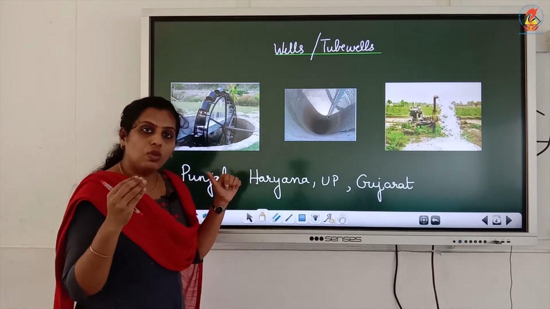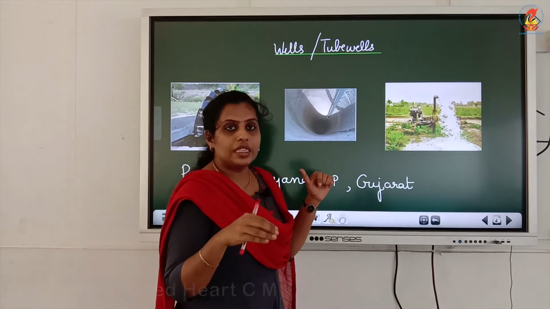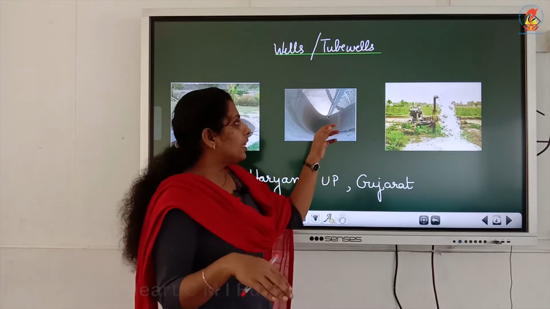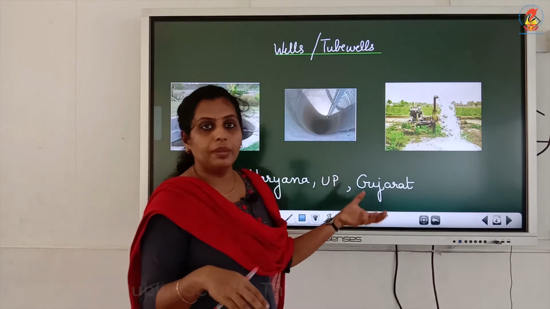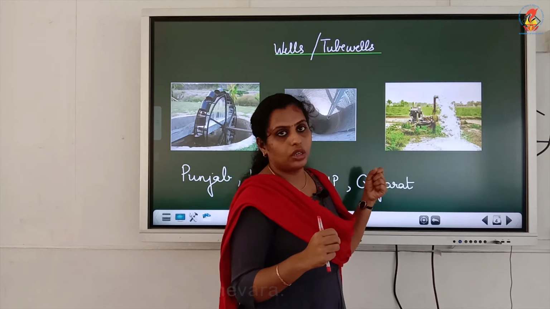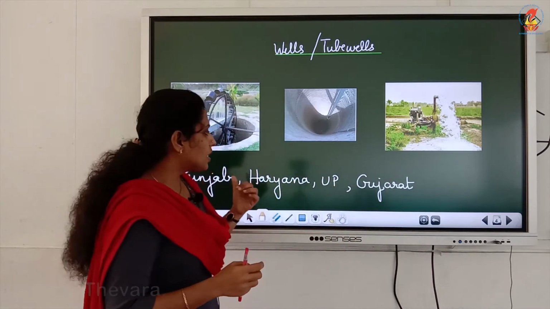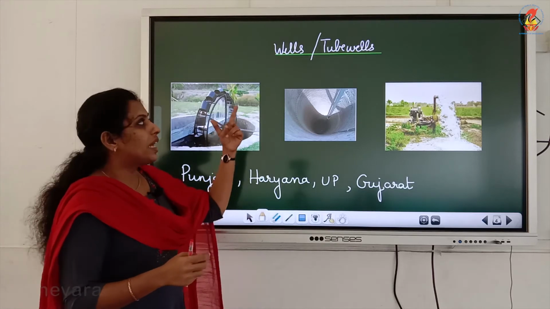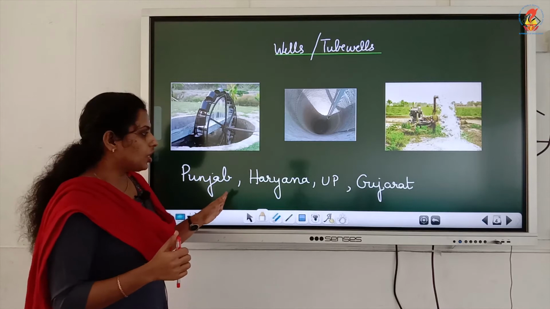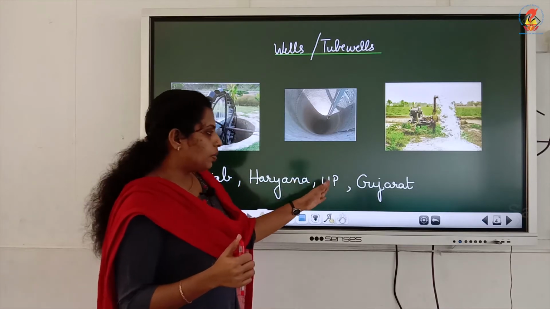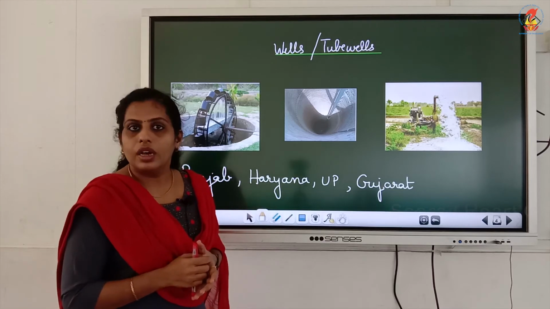So one method they used was the well. If the groundwater is so deep inside the soil, they will dig a deep hole and insert a pipe, and through the pipe they will pump the underground water with the help of the motor. So these are the places where wells and tube wells are famous: Punjab, Haryana, Uttar Pradesh and Gujarat. Now this is one means of irrigation.